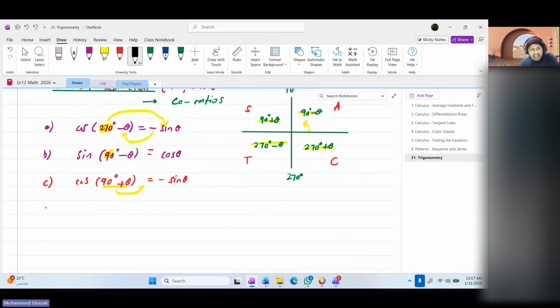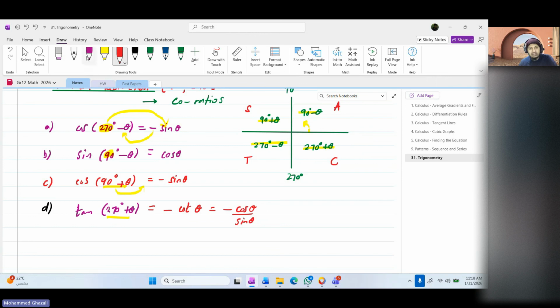We can look at one with the tan. Let's just say tan of 270 plus theta. Now tan is negative, right? But now tan will change to the co-ratio. Remember this is tangent, the other one will be cotangent, cot theta. But cot theta is the same thing as saying negative cosine theta over sine theta. Cos over sine is cot.